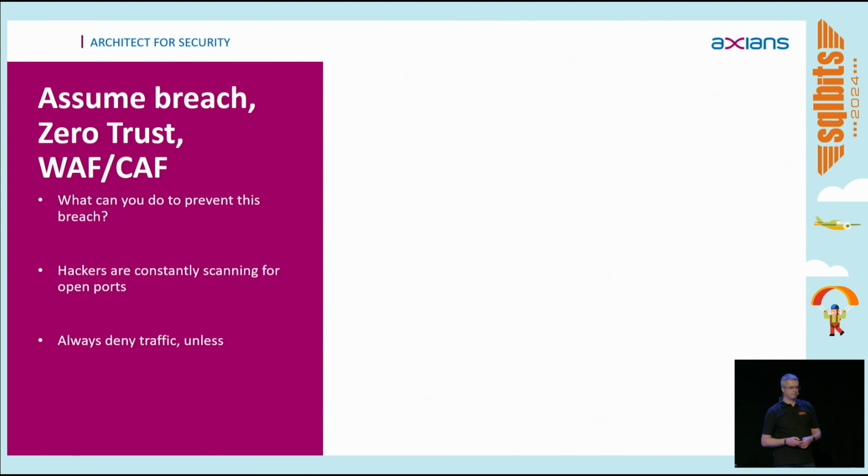Always deny traffic, zero trust. You want access to a resource? All right, what is your local IP address? No ranges, one address. Keep it as narrow as possible.